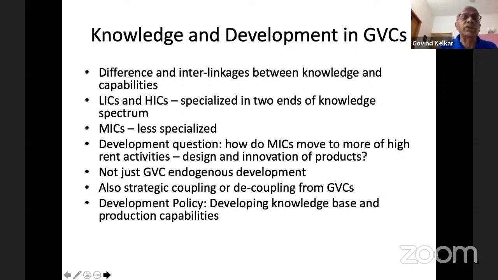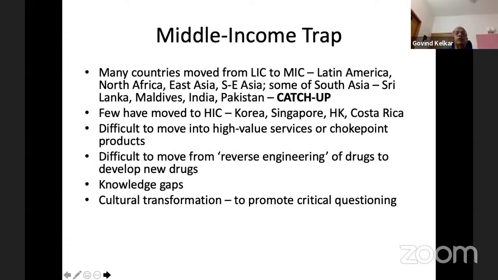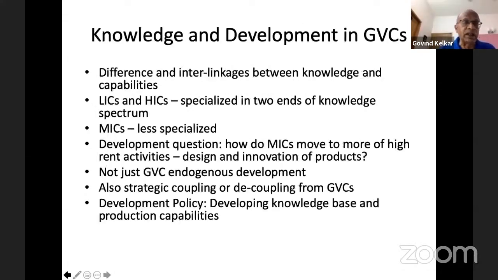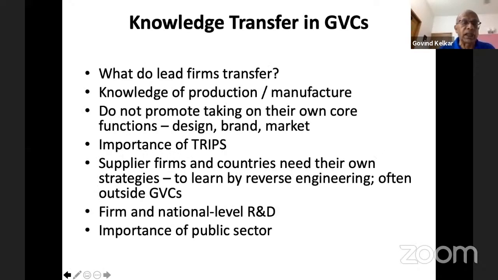So the development question which we have, and in a way which I have put to you as a question for you to answer, is how do middle income countries move to more of the high rent activities which are design and innovation of products? So there has to be a development policy which will allow you to move through what is known as the middle income trap. Now, what is a middle income trap? Going back two slides earlier, okay?